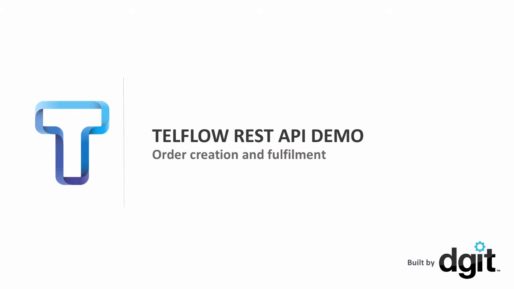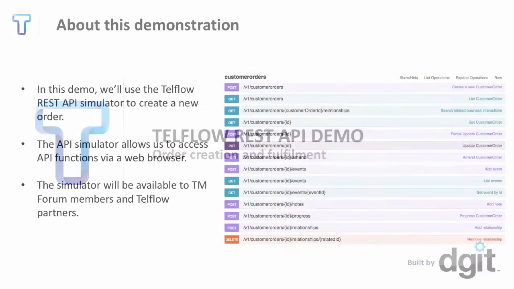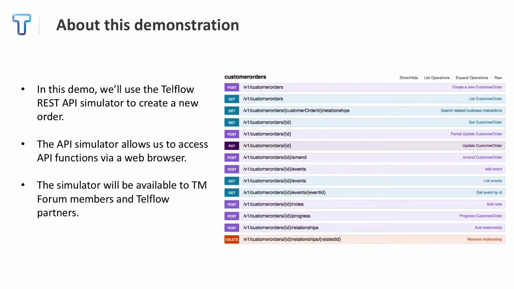In this video, we're going to show you how Telflow's REST API can be used for order creation and fulfillment. We're going to use Telflow's REST API Simulator to show how the API can be used to create and manage customer orders. Telflow's REST API Simulator allows us to access API functions via a web browser. This simulator is going to be made available to use as a sandpit for TM Forum members and Telflow partners.